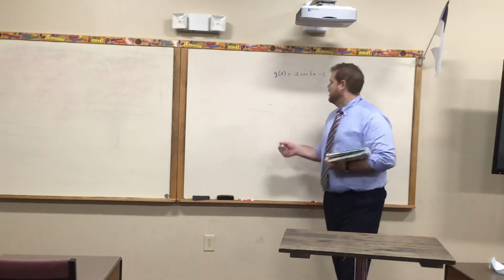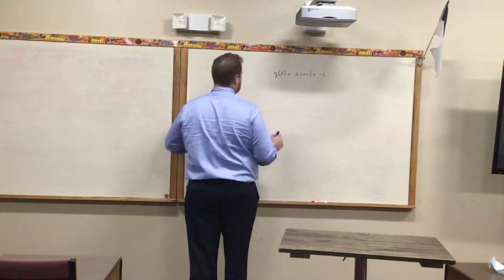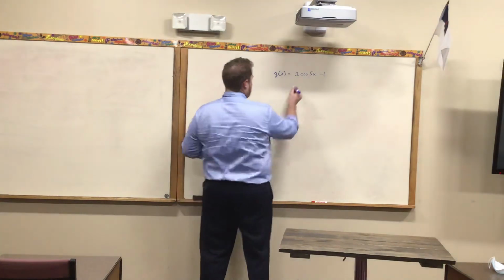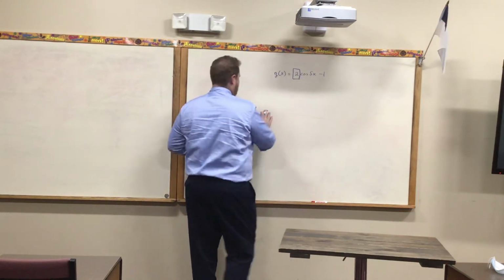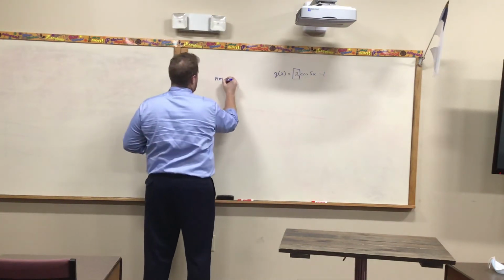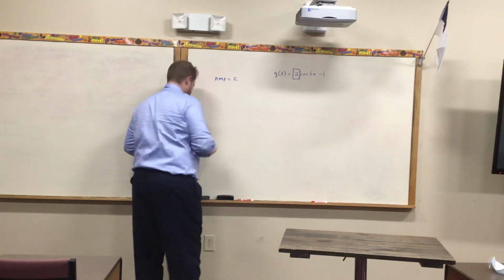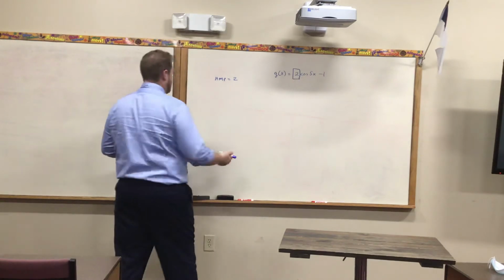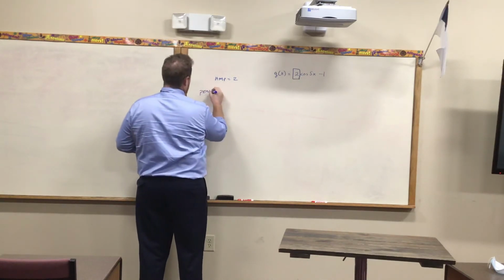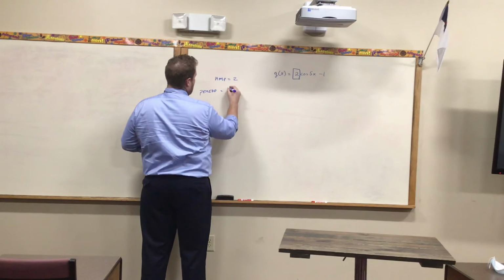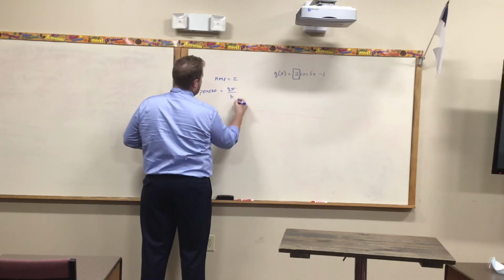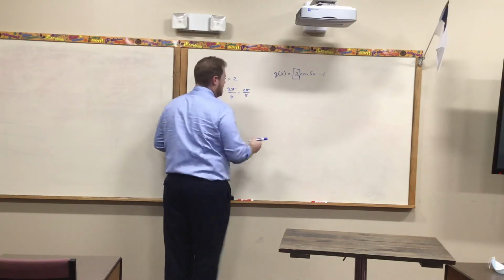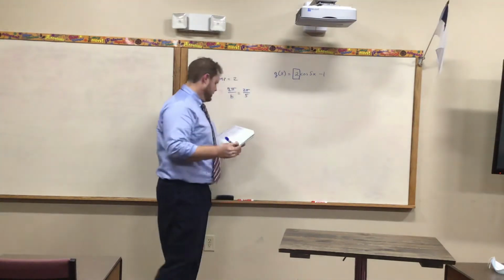So here we go. Start off, amplitude. What's our amplitude? Amplitude is 2. Good. So we've got our amplitude. What is our period? The equation is 2 pi over b, so 2 pi over 5, right? Everybody agree with that?